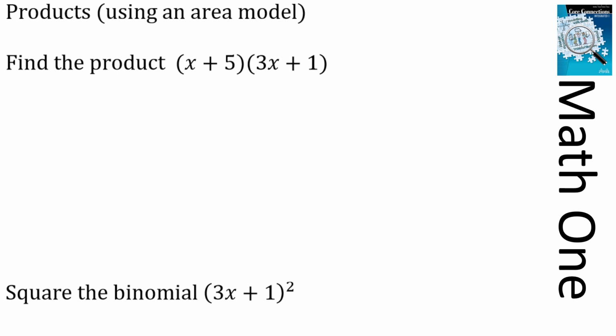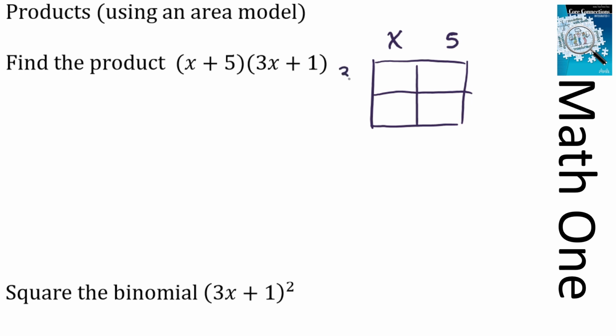In general, when I'm doing problems like this, I really like to think about the area model to avoid making mistakes or missing some terms. So since I have a binomial times a binomial, I will typically sketch a diagram that looks like this. On the one hand, I've got an x and then plus a 5. And then over here, I've got a 3x and a positive 1.